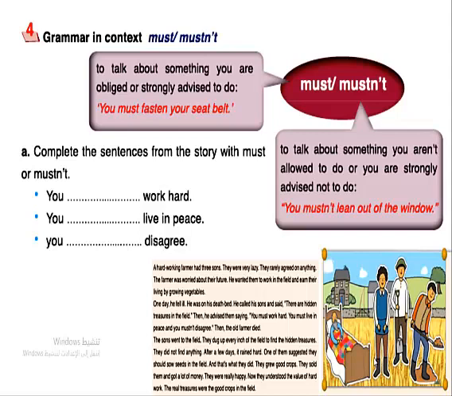Exercise A. Complete the sentences from the story with must or mustn't. You work hard. We have to take must. You must work hard. You live in peace. You have to take must. You must live in peace. You disagree. You have to take mustn't. You mustn't disagree.